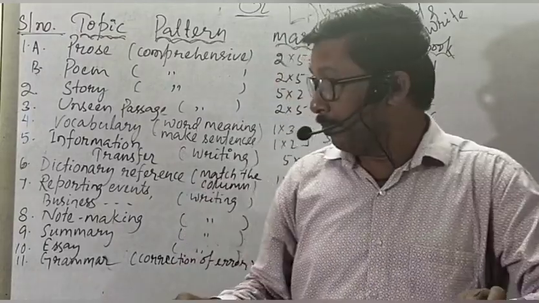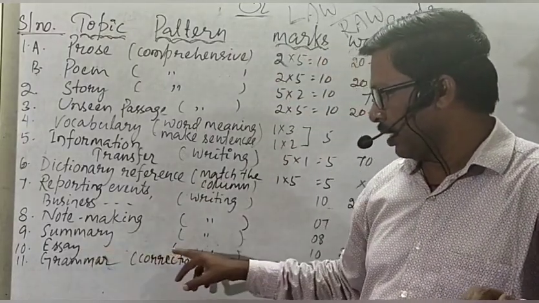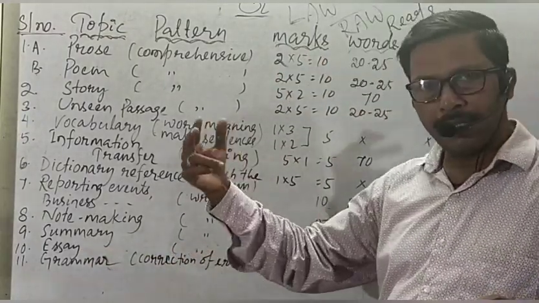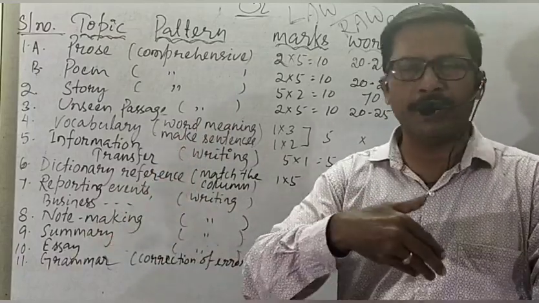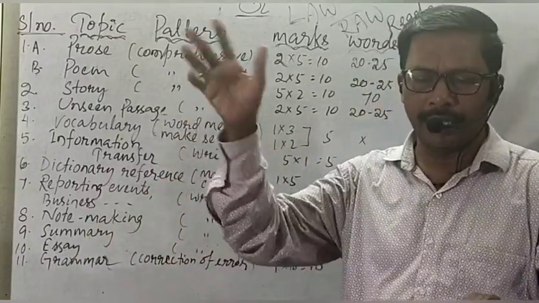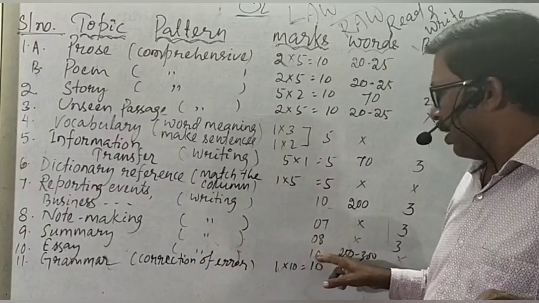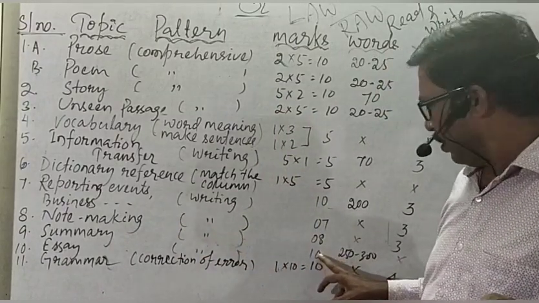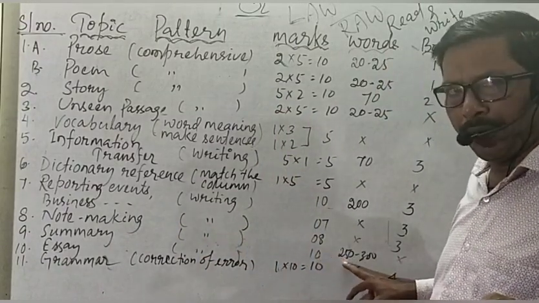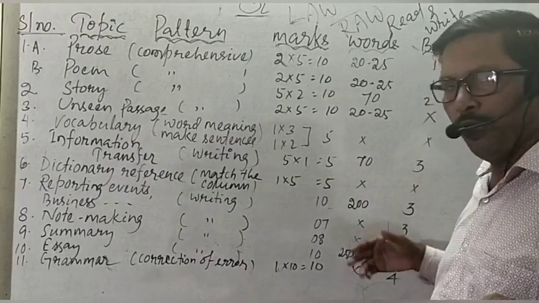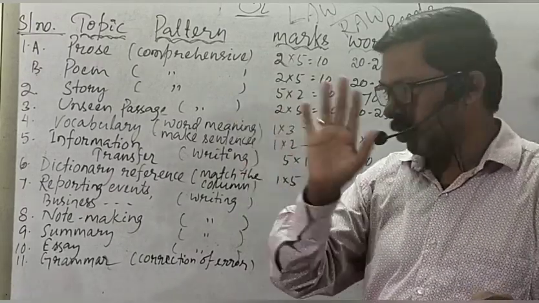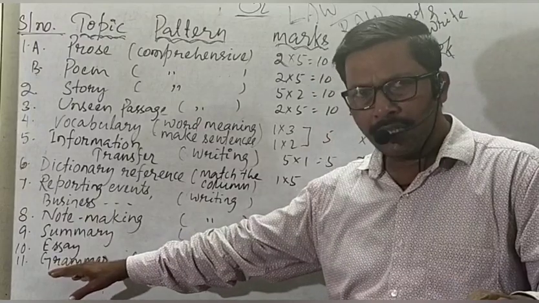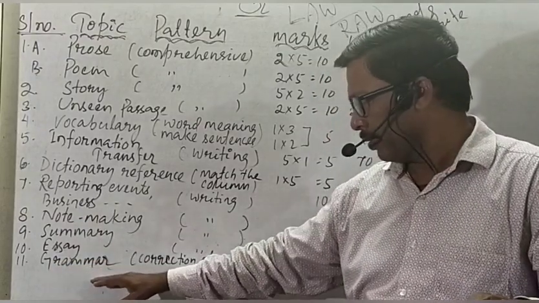Number 10 is essay writing. Two questions will be there, based on current topics or also something extra traditional. 10 marks, you have to go for one. Word limit is 250 to 300, from no book. Essay is an outside question. And the last one is grammar.